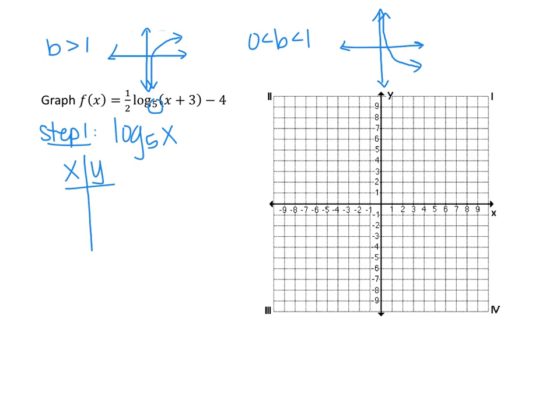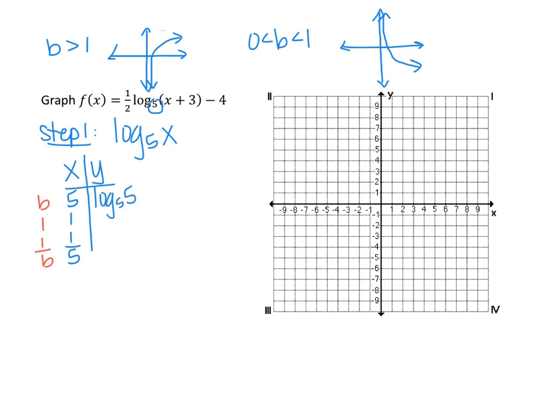The 3 numbers that are easy to plug in for every log function are the base of the function, 1, and 1 over the base. So the base is 5. I'm going to plug in 5, 1, and 1/5 just into log base 5 of x. Again, I'm ignoring the transformations right now.